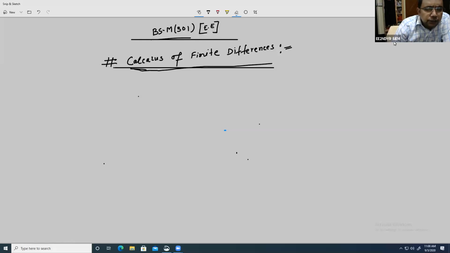It is very much important for 2 marks or 5 marks question. So first of all, we will discuss what is finite difference. What is finite difference? Please write this definition.